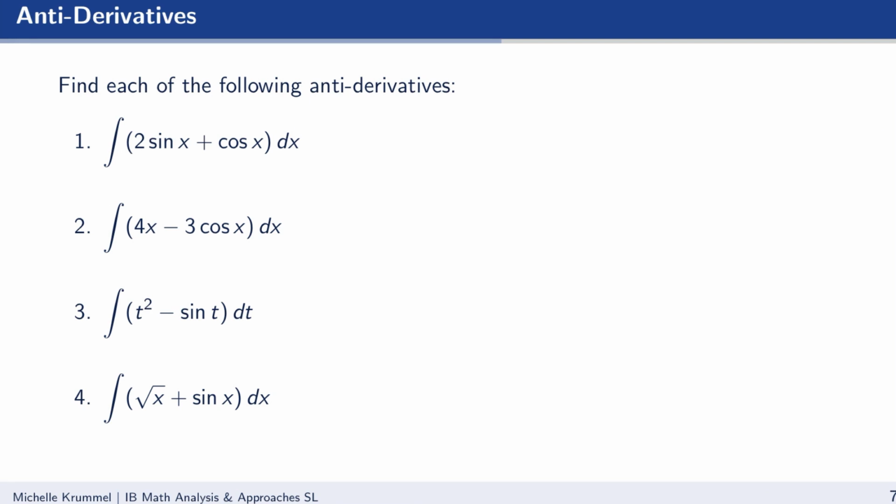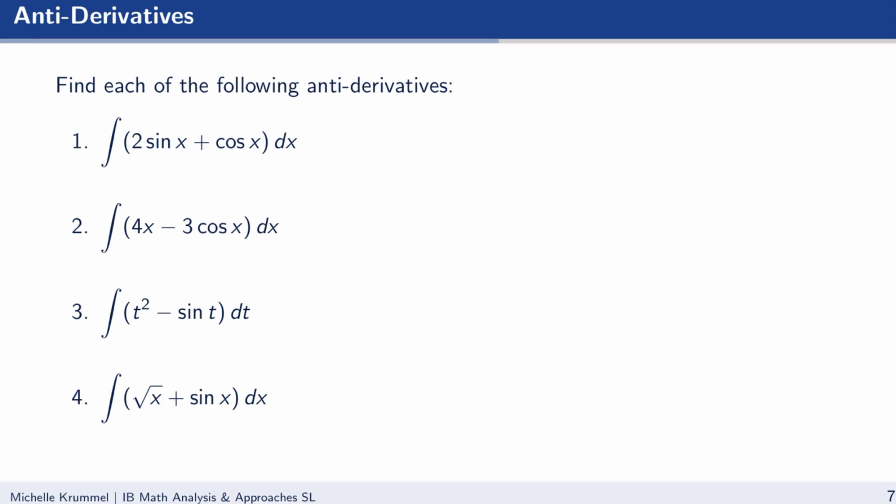A few examples here. Our constant multiples remain. So the antiderivative of 2 sine x plus cosine x, well, think about what's going to give you this as a derivative. The derivative of cosine is negative sine, so it's going to be negative 2 cosine to make sure that that answer is positive. Then the derivative of sine is cosine, so it's going to be plus sine x plus c.